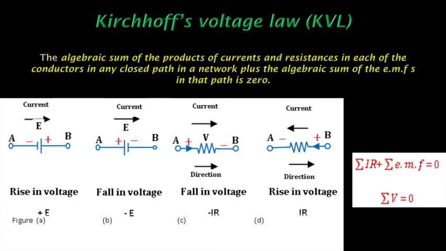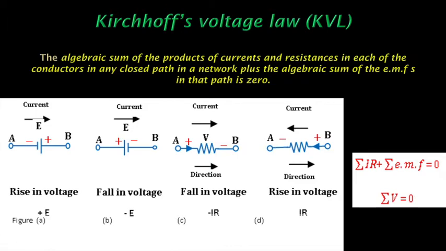Kirchhoff's voltage law. The algebraic sum of the products of currents and resistance in each of the conductors in any closed path in a network, plus the algebraic sum of the EMFs in that path, is 0. So summation of IR plus summation of EMF equals 0. So summation of voltage equals 0.